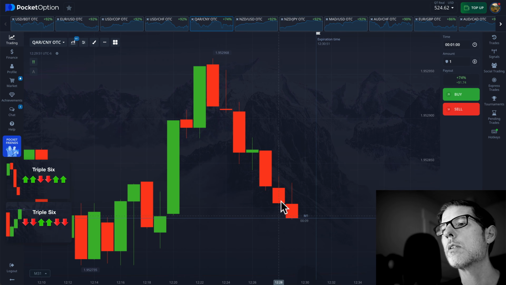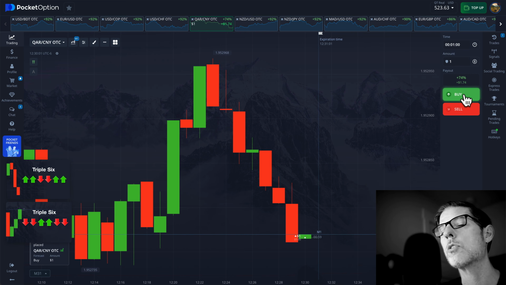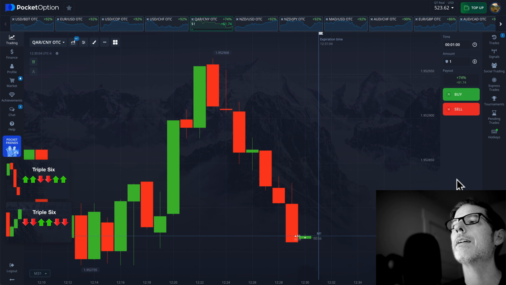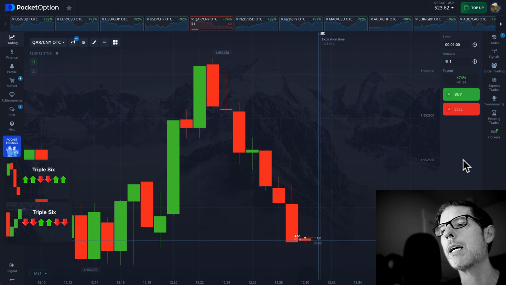Okay, take a look at this. We've had this indecisive green candle, but we do have three red candles right here. This is about to close, and so I will enter a buy. Now I entered that buy with a 74% payout. I did not see that before I entered, and that's okay, because this video is really a tutorial to explain this strategy and how it works. I'm not trying to get super rich on this video.